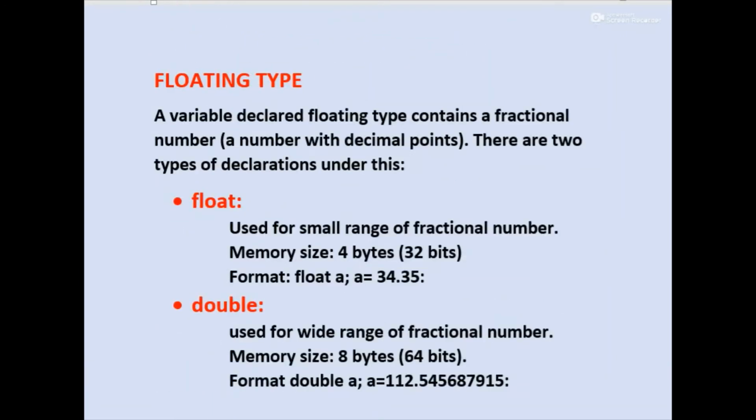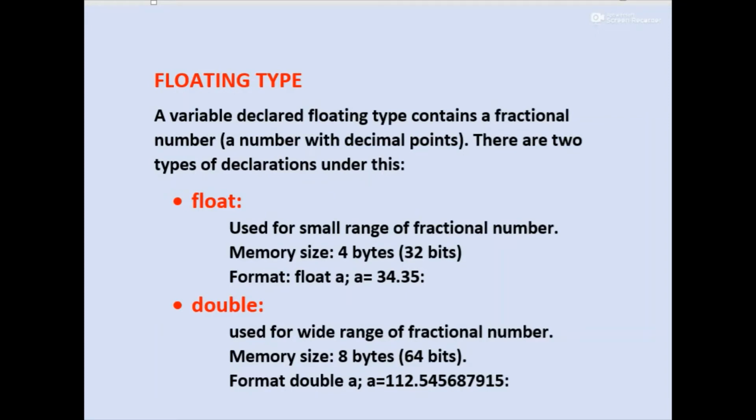The second type of numeric primitive data types is floating type. First of all, what is a float value? A float value means a fractional number, and a fractional number means a number with a decimal point. That is called a fractional number or float number. So a variable declared as floating type contains a fractional number, a number with decimal points. And this fractional number may be positive or negative.